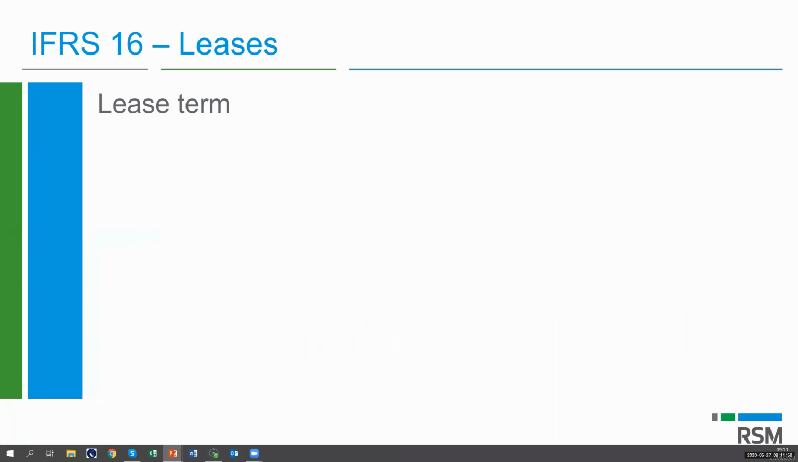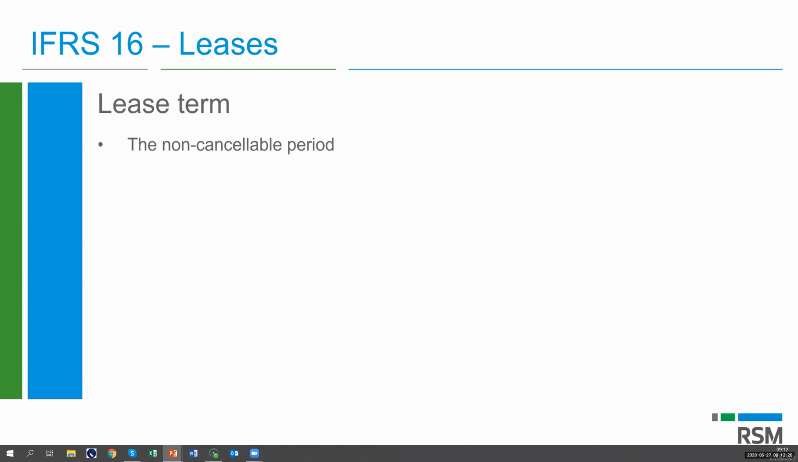Then the lease term, this does get quite involved. So the easy part is the non-cancelable lease period. Most leases would say, yes, okay, you can lease this asset for 5 years, 3 years, this property for 10 years, this vehicle for 5 years, whatever it might be. So that's pretty easy to determine in most leases.